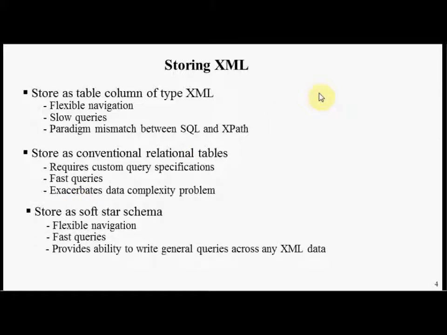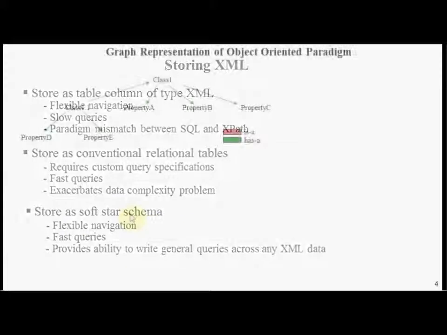The third approach is the use of something called a soft star schema, which provides flexible navigation, very fast query, and the ability to literally write queries that can apply to any XML document. And we'll be talking more about this approach in the upcoming slides.